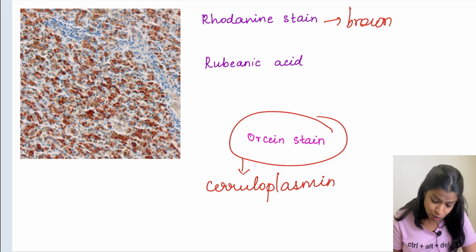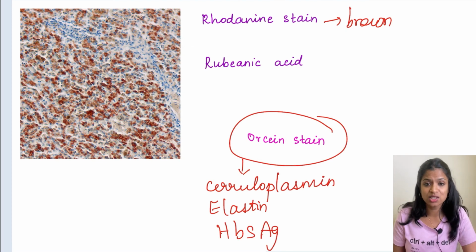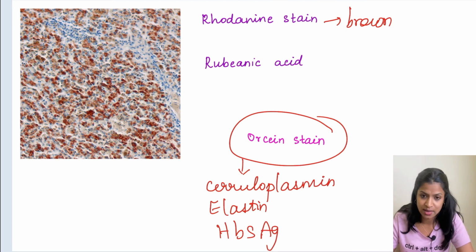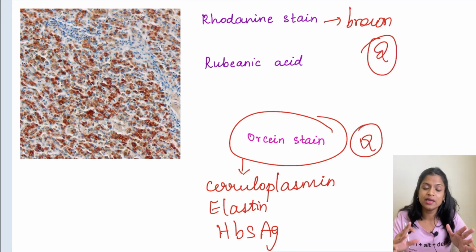Orcein also stains elastin and hepatitis B antigen. So HBsAg, which is the hepatitis B antigen, is also stained by this Orcein stain. So that is another MCQ. So remember. So till now we had seen various pigments.